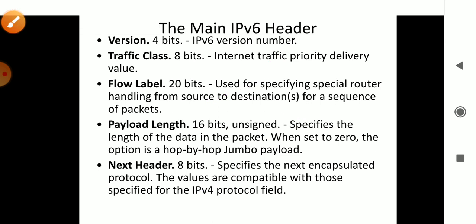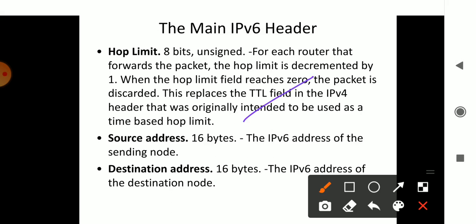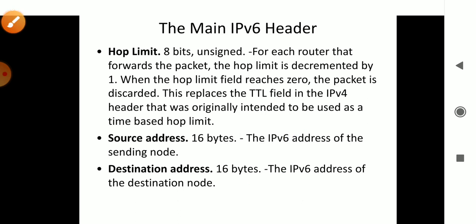Then the hop limit finds out how many hops the packet has taken to reach its destination, and if the hop has stopped in between, that is also found out. It uses the concept of time to live if the hop is closed there. Then it has the source address and the destination address, which are 16 bytes each. Source is your address, and destination is the system it is reaching.